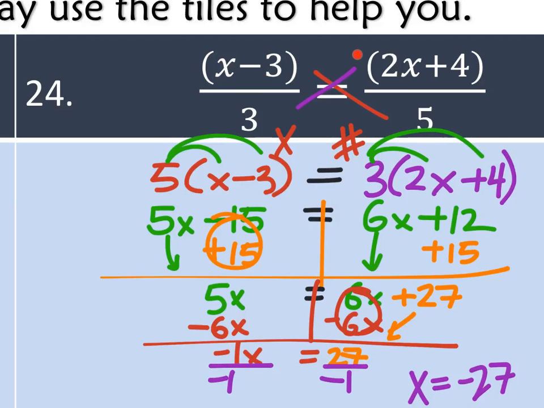Okay, that's pretty easy. 2 times negative 27 would be negative 54, plus 4 would be negative 50, divided by 5 is negative 10. So that checks off as well, and we can box that in with some confidence.